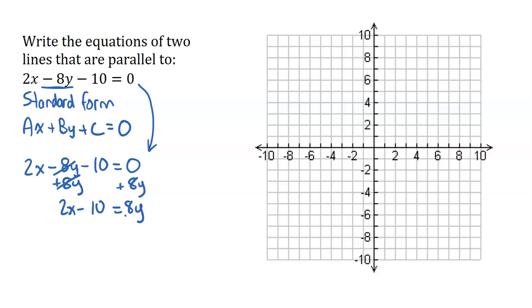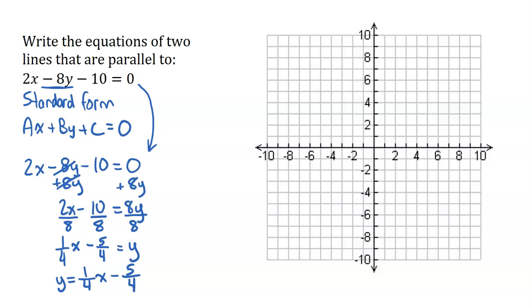At this point, we can divide both sides by the coefficient. So we divide this by 8. And this gives me 1 over 4, because 2 over 8 simplifies to 1 over 4. 1 over 4 x minus, and 10 over 8 simplifies to 5 over 4, or 1.25. So writing it with the y first, I can write it as y equals 1/4 x minus 5 over 4.